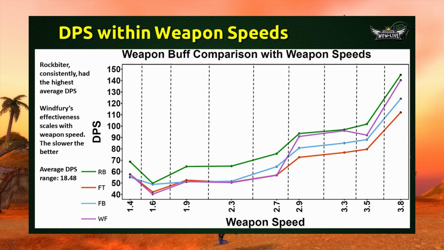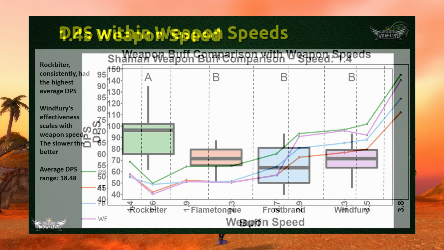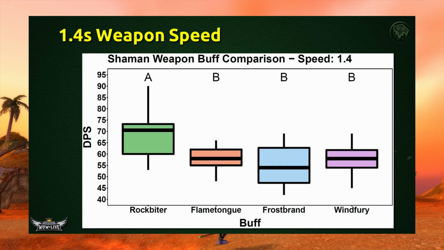Frostbrand to me is a much better magical thing to use, and we'll get into that as we go into each weapon speed, but just the take-home messages that I've seen so far from that. So just have a look at this graph, see what is happening. We're going to go over 9 more slides with each weapon speed, but this kind of is a summary slide, okay? So if we go to 1.4 seconds, this is what it looks like.